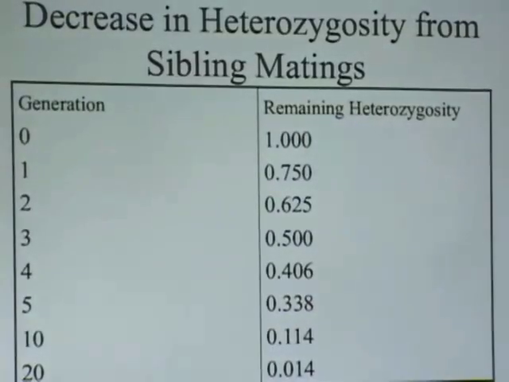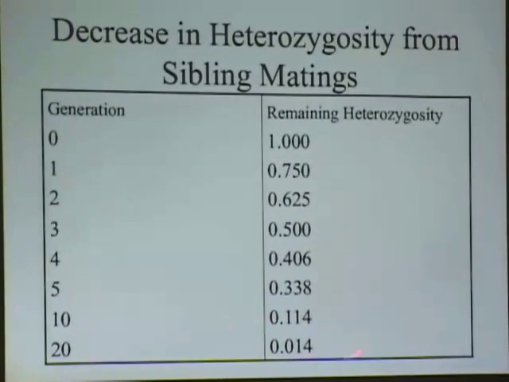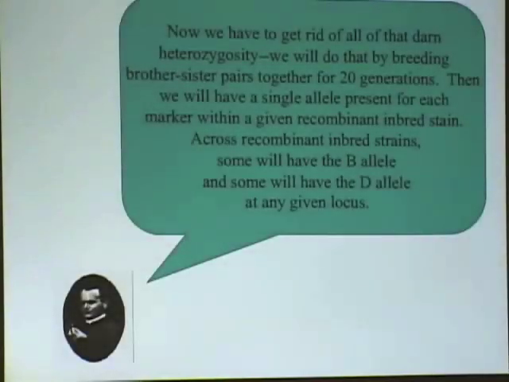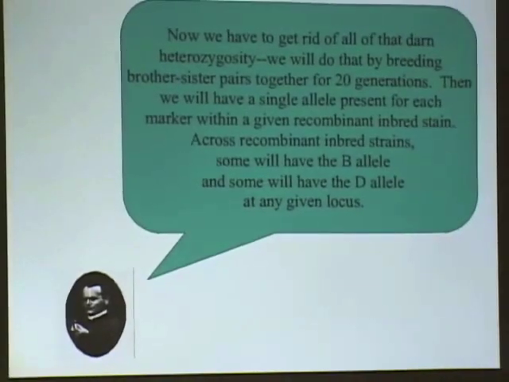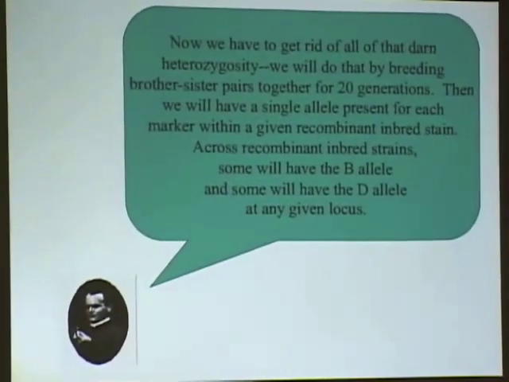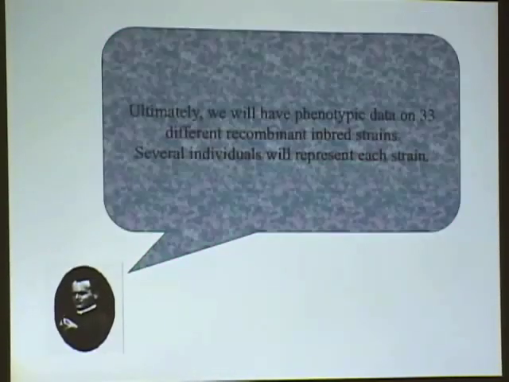All right. This is just a table that shows you as you go through generations of inbreeding, you knock out your heterozygosity, but you guys already know that. We get rid of the heterozygosity. We breed brother-sister pairs together for 20 generations so that at any given locus, they either have the B form or the D form. As I mentioned, we're going to have about 33 of these different recombinant inbred strains, and we'll have several individuals that will represent each strain.